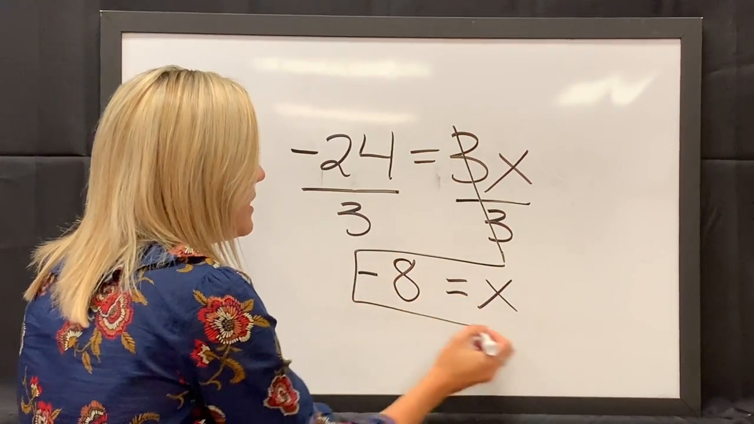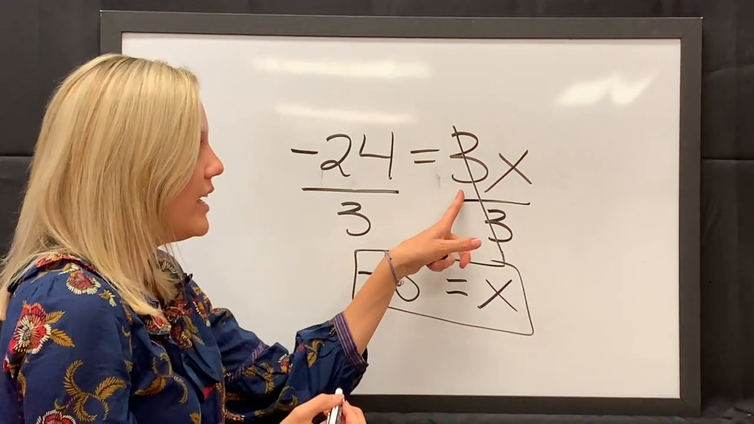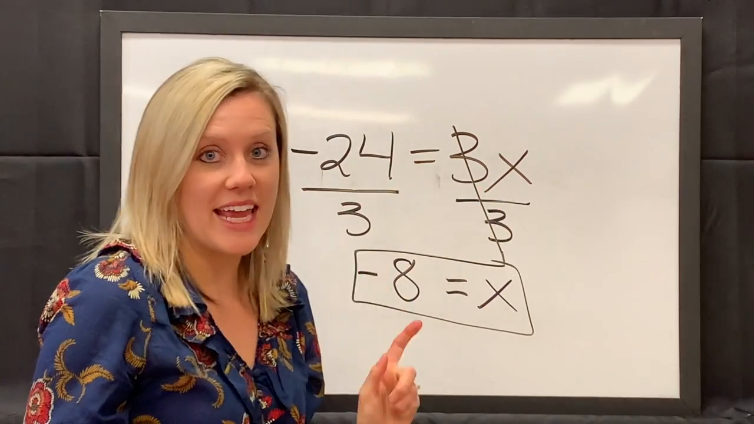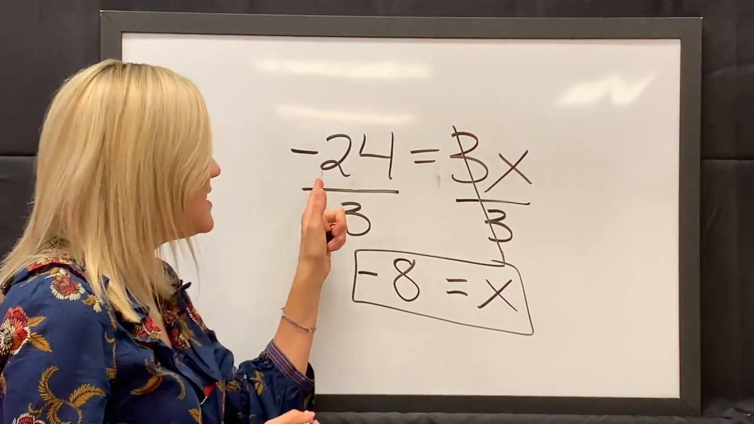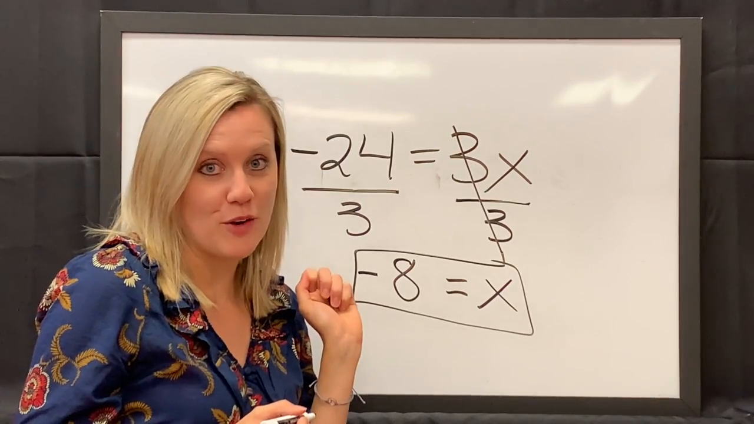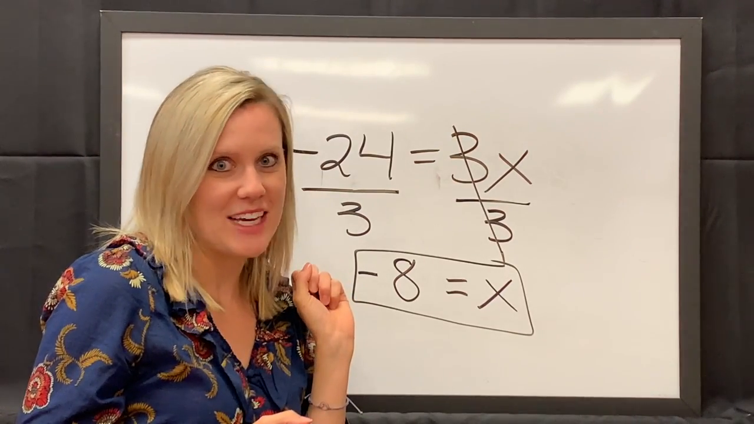Okay, and I'm going to double check my work. 3 times negative 8 does give me negative 24, so I know I got it right. We're going to keep going.